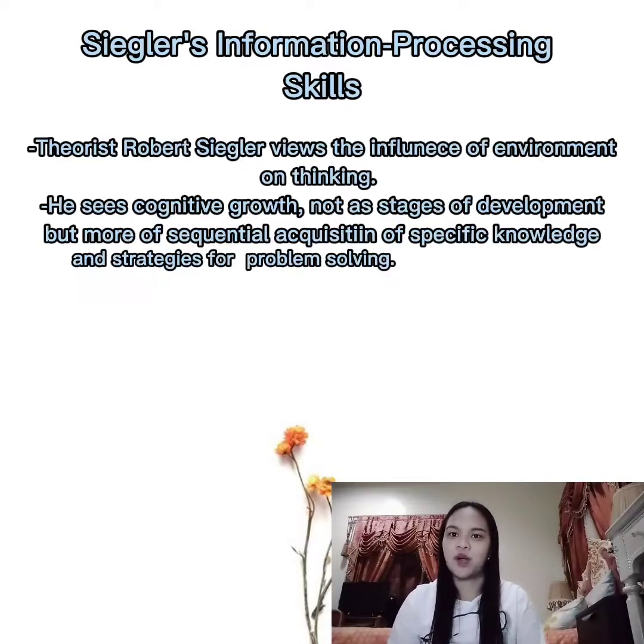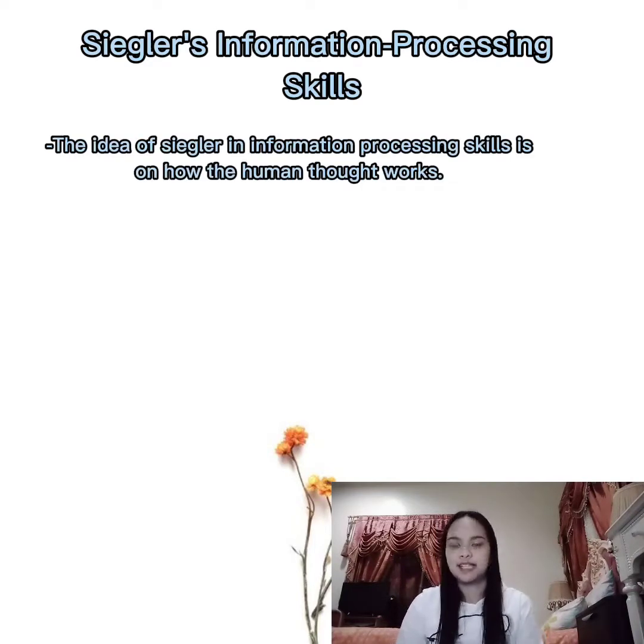As in information processing theories, Robert Siegler views the influence of the environment on thinking. He sees cognitive growth not as stages of development, but more as sequential acquisition of specific knowledge and strategies for problem solving. The idea of Siegler in information processing skills is on how the human thought works, just like, for example, the eye receives visual information and codes information into electric neural activity, which is fed back to the brain where it is stored and coded.